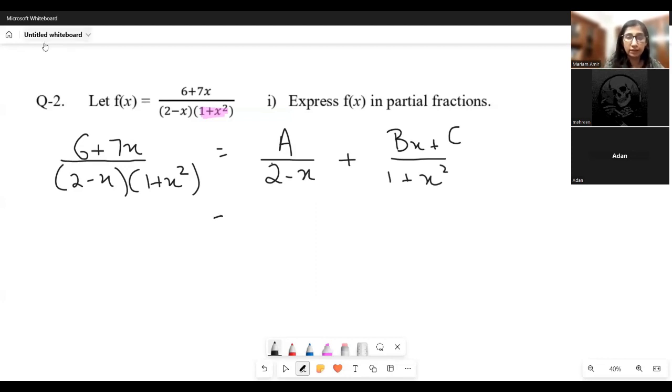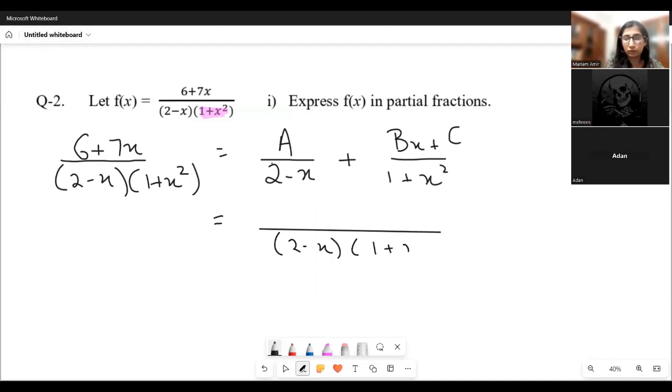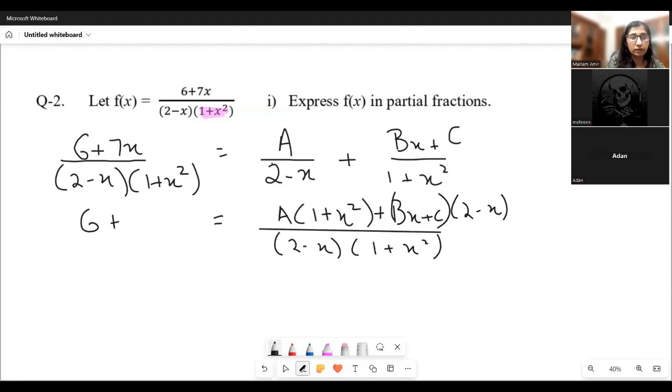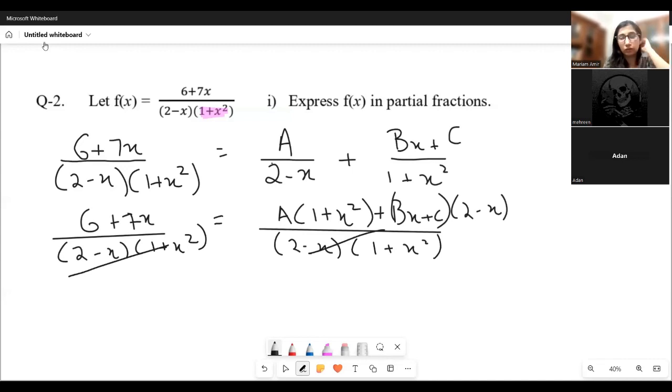Now we're going to take LCM and then cancel out the denominators on both sides. So we have A times (1 plus x squared) plus (Bx plus C) times (2 minus x) equals 6 plus 7x upon (2 minus x)(1 plus x squared). The denominators cancel out. So I'm going to start with x equals 2 so that this becomes 0. When x is 2, this becomes 0.